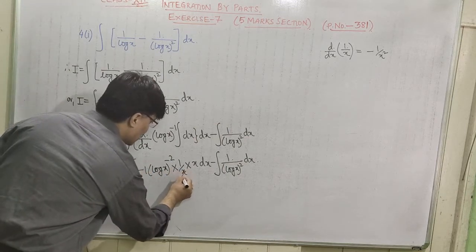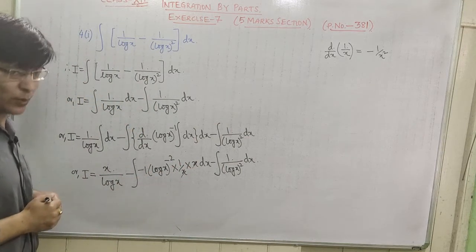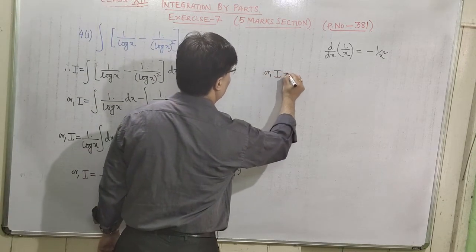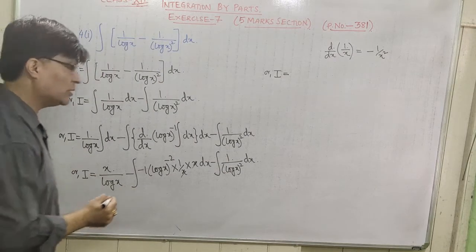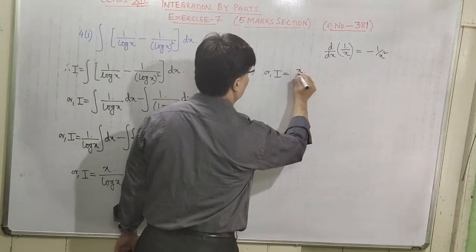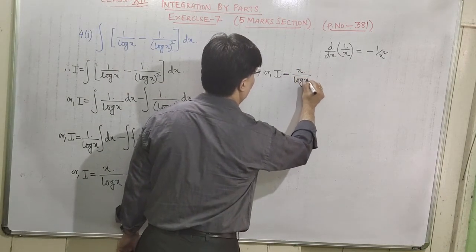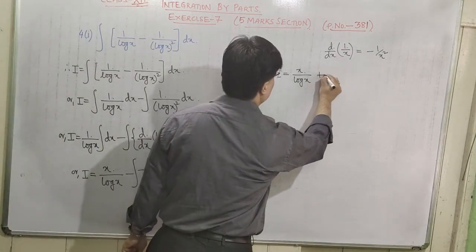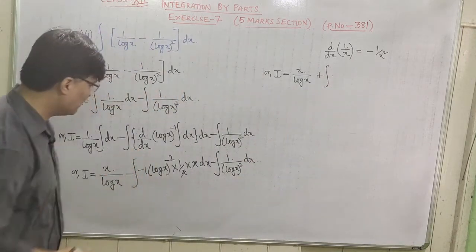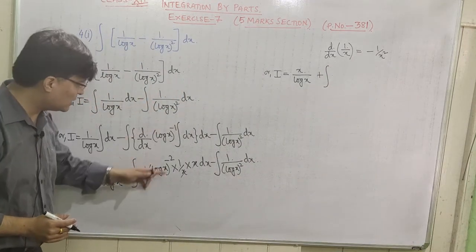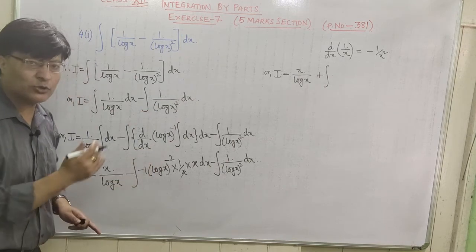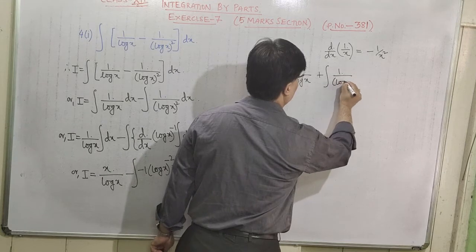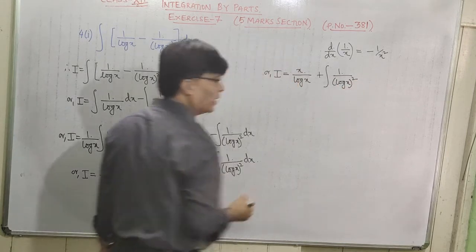Understood? So now here x gets cancelled, that is 1. I is equal to, so now this is x by log x, this is x by log x, right? So minus into minus plus, plus integration of log x whole to the power minus 2 is 1 upon log x whole square. So it is 1 upon, this is your log x whole square.